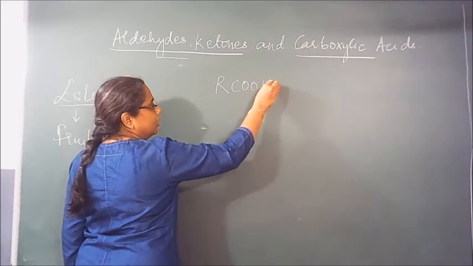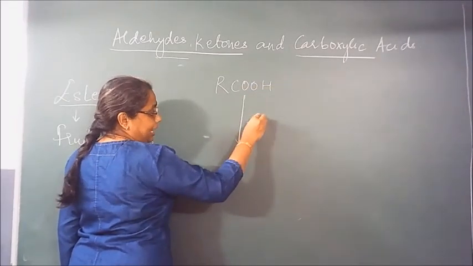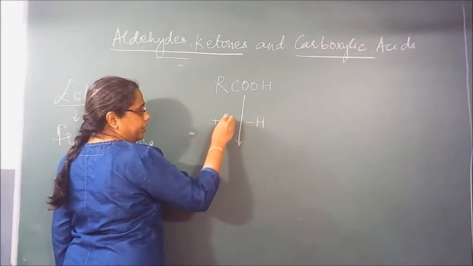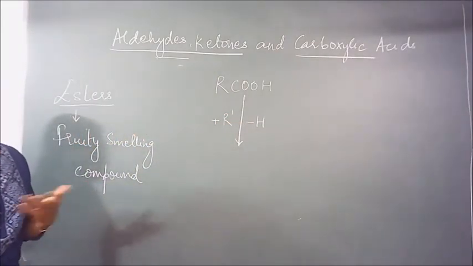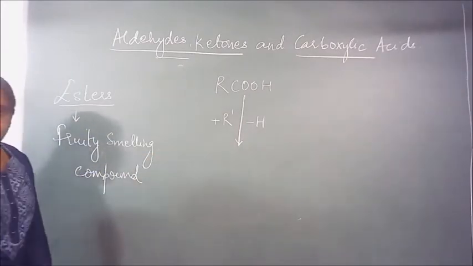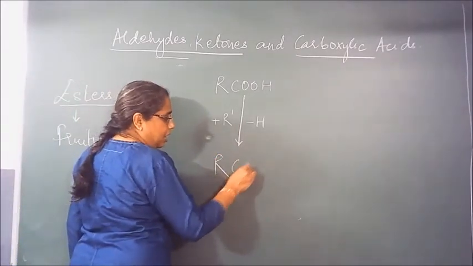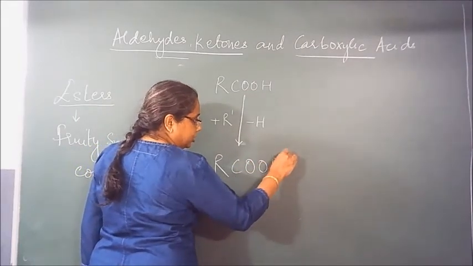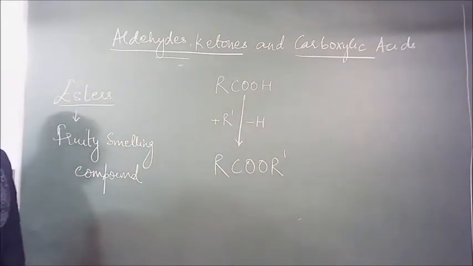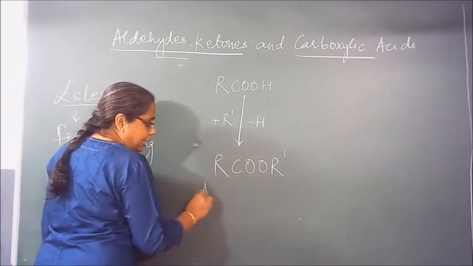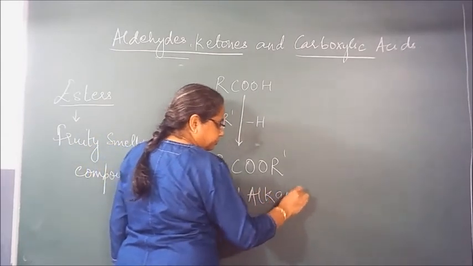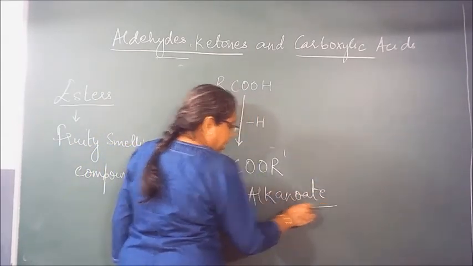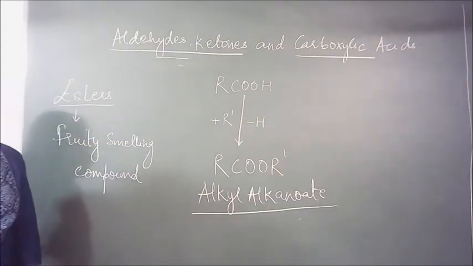From an acid RCOOH, remove the H and add R dash. I am taking a different R. It can be an R similar to this one, or it can be a different one. So we will write it as RCOOR dash. The IUPAC name of this compound is alkyl alkanoate.